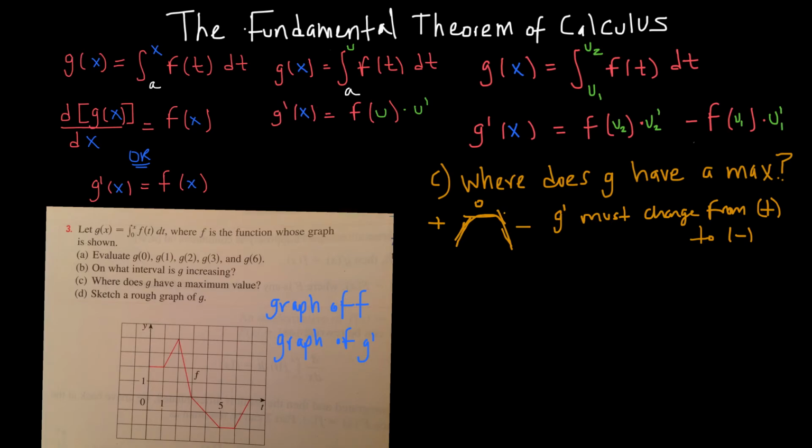And so then where does that happen? Now this makes the question very simple. And now it's almost laughable that they would ask this kind of question. But there's a lot of thinking that goes behind it. So where does G prime go from positive to negative? Well, again, this is the graph of G prime. This is above the t-axis, so that's positive G prime. This is below the t-axis, so that's a negative G prime. And this is where G prime changes from positive to negative.